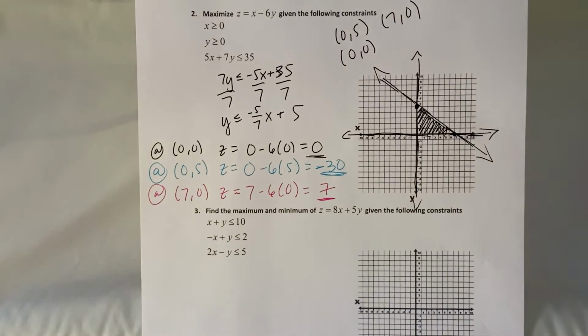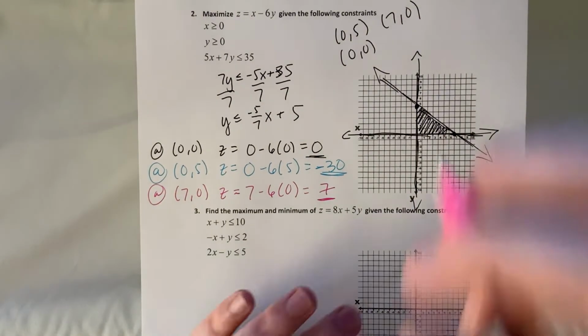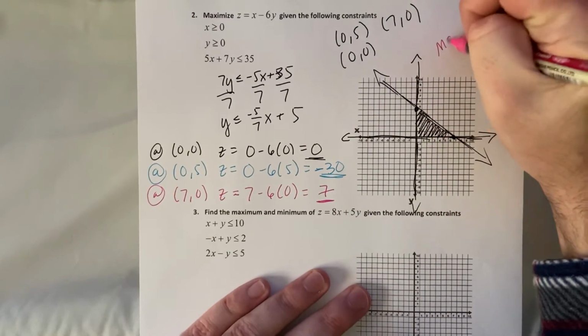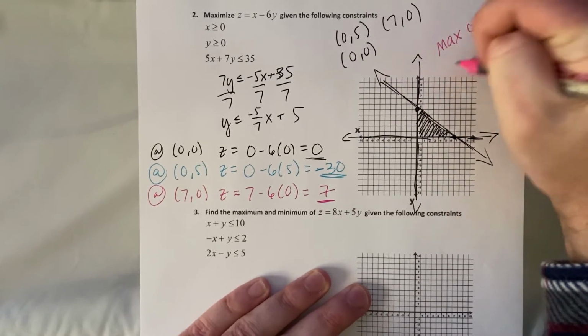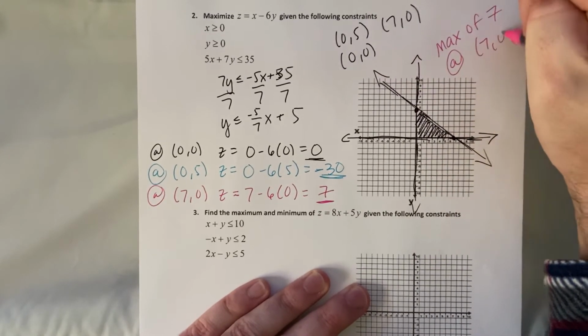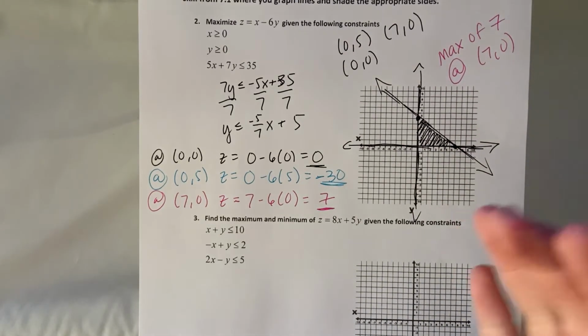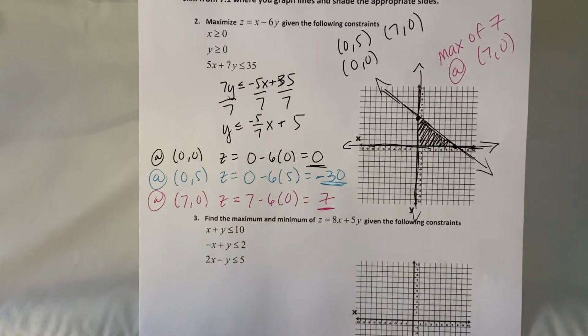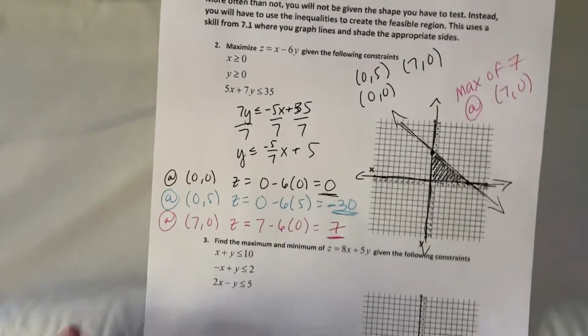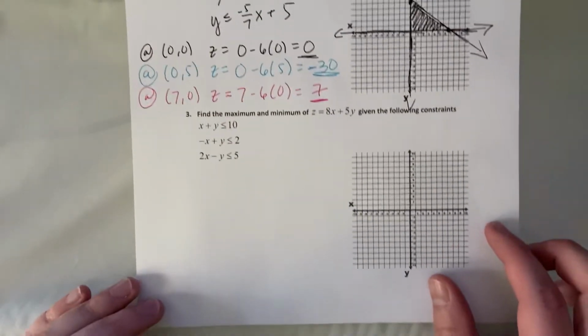So we're trying to maximize. So we can say we have a max of 7 at the point (7, 0). And that's really how this works conceptually. Now, it was an easy triangle to draw. Sometimes your equations are a little bit more complicated. So let's see what happens on this last problem.